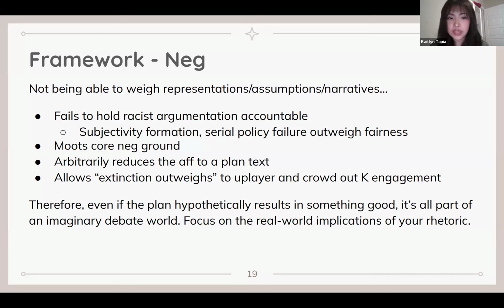And finally, it allows extinction outweighs to uplayer and crowd out K engagement, which we kind of talked about earlier, right? And so you can tie in arguments as to how structural violence comes first and why that is a reason their model of debate is bad, because it forecloses the ability to have meaningful discussions about critiques. Therefore, even if the plan hypothetically results in something that can be materially good, it is all part of an imaginary debate world, right? The negative will, more often than not, rely on the notion that fiat is illusory, and they will say that we have to focus, therefore, on real-world implications of our rhetoric.